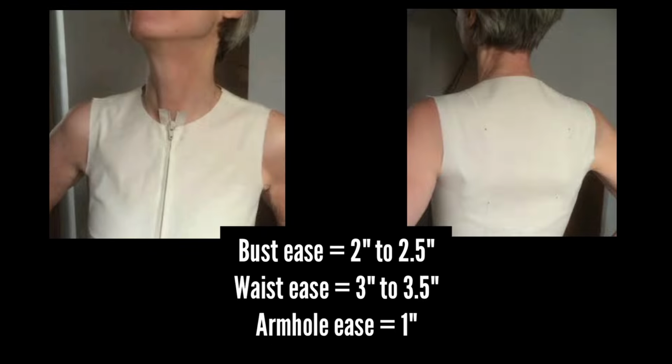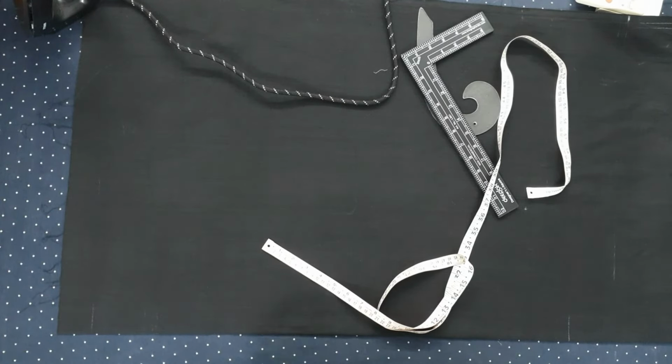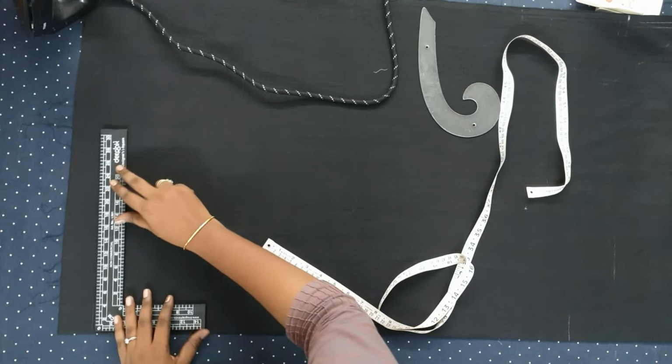Since this is a basic bodice block, the neckline sits closely around the neck. The ease used are listed here for your reference. Let's begin with drafting the back bodice block with darts.